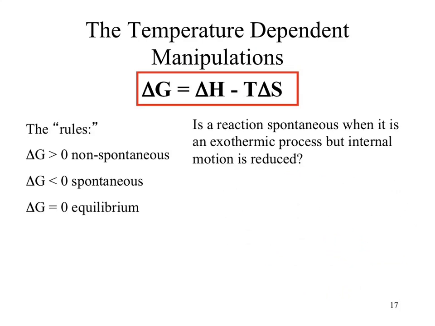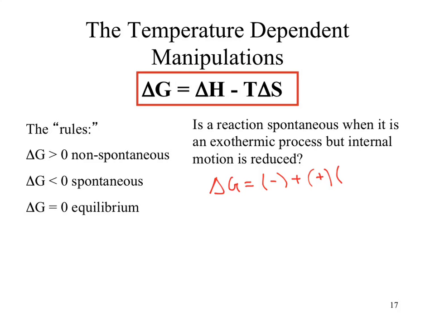Is our reaction spontaneous when it is an exothermic process, but internal motion is reduced? You've got a new way to phrase everything. What are we asked to solve for? Ultimately, again, our Gibbs free energy. I think I actually stepwised this. What's our sign on our delta H? Plus our temperature. What is our entropy? Why is our temperature positive?